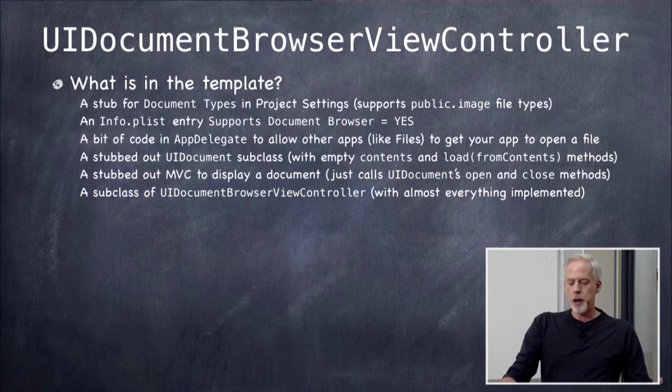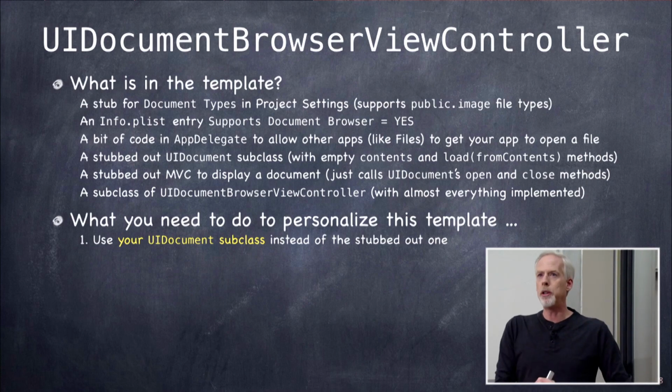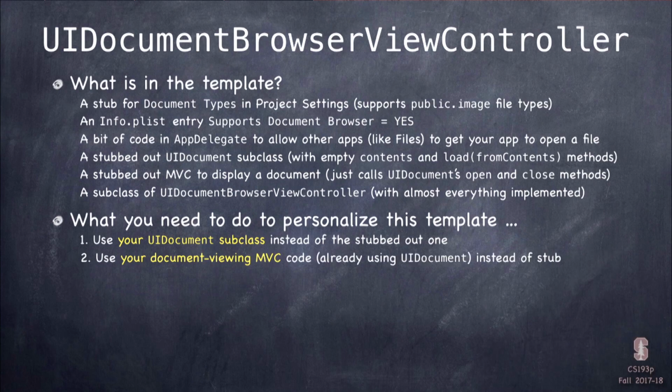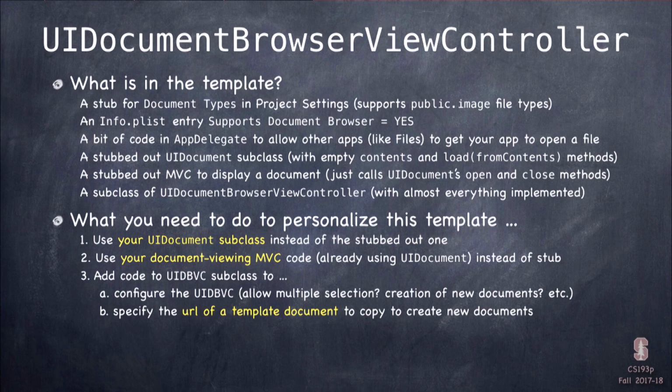So after you create a project with this template, what do you need to do to get your app working? Well, 1, you've got to have your own UIDocument subclass, of course. 2, you've got to have your own document viewing MVC, right? Like EmojiArtViewController or your image gallery view controller, whatever, from your homework. Then you have to add a little bit of code to this UIDocumentBrowserViewController subclass that comes with the template. In its viewDidLoad, you're going to configure it a little bit. It has a couple of vars you can set. We'll talk about that.